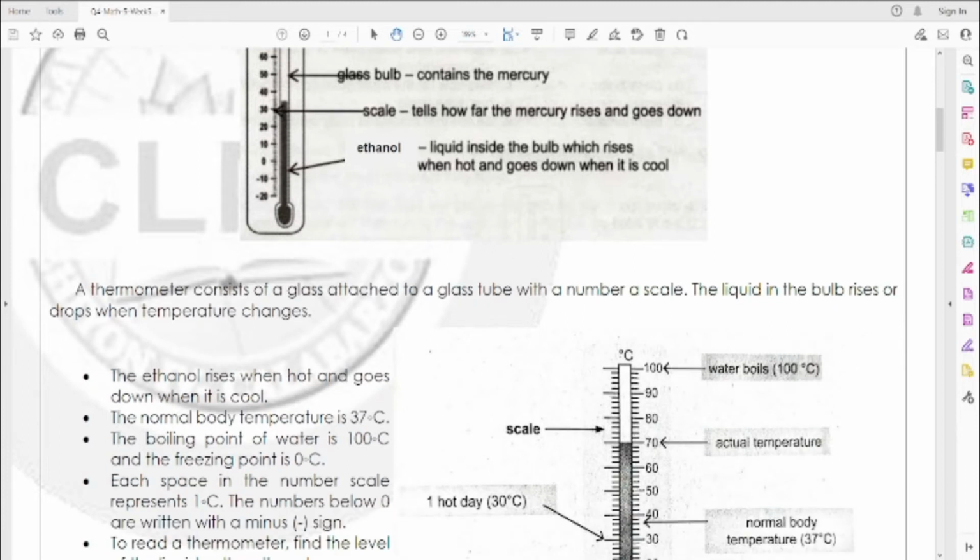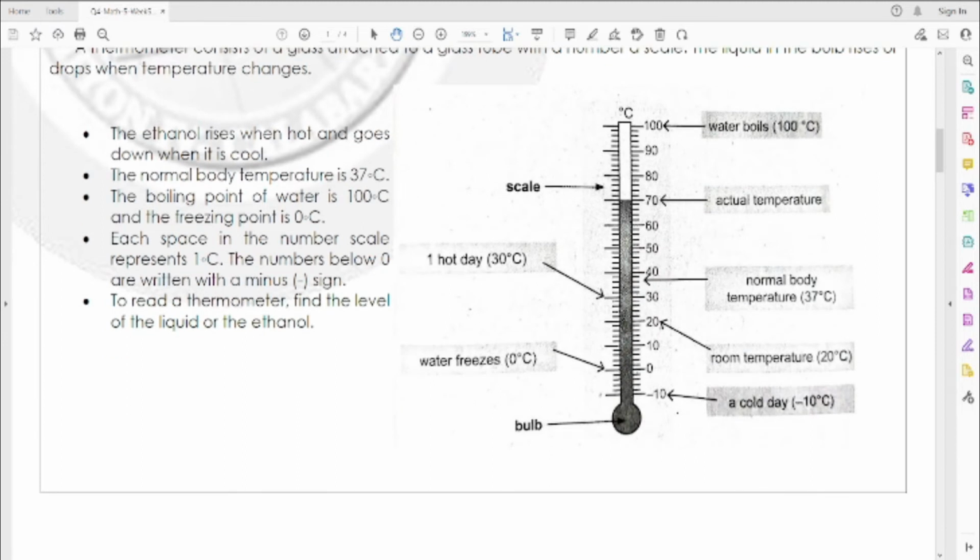So a thermometer consists of a glass bulb attached to a glass tube with a number scale. The liquid in the bulb rises or drops when the temperature changes. Look at this: the ethanol rises when hot and goes down when it is cold. The normal body temperature is 37 degrees Celsius. The boiling point of water is 100 degrees Celsius, and the freezing point is 0 degrees Celsius. Each space in the number scale represents 1 degree.